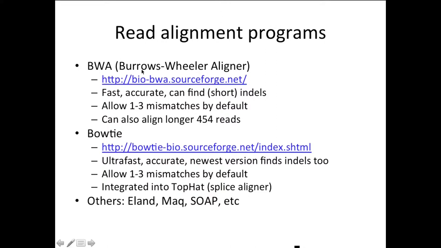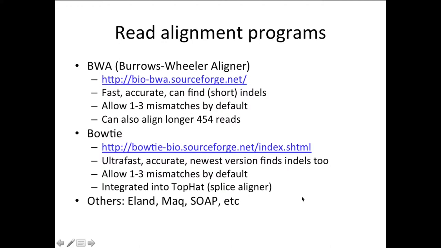It's pretty fast. It's actually nice because it can find short indels. It can find situations where you have insertions and deletions within reads compared to the reference genome. It's able to essentially identify these indels. Bowtie is now able to do this, but it's a recent feature, and people are not quite sure exactly how well that works. This has been around for a long while, so this is something that we like to use.